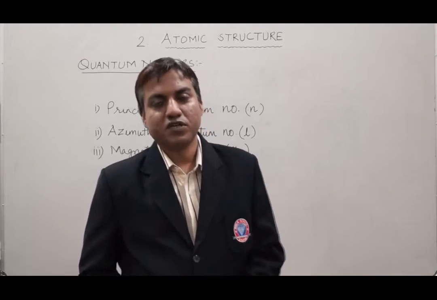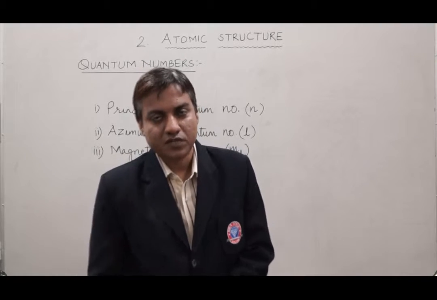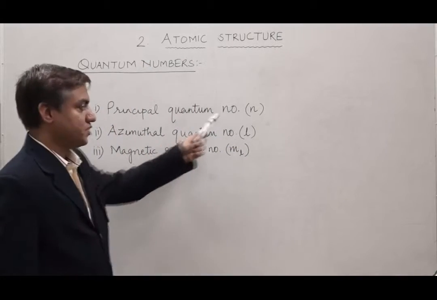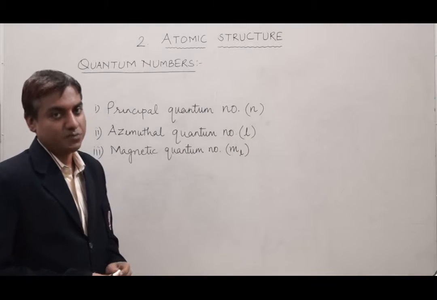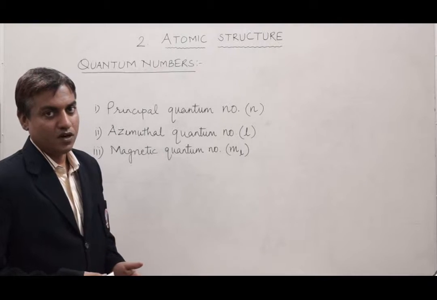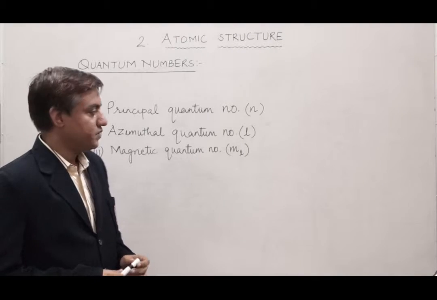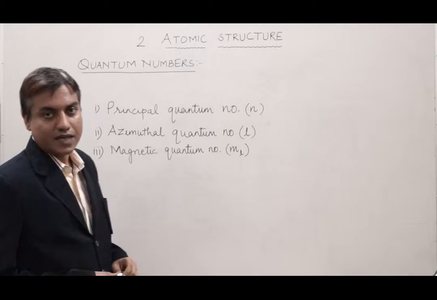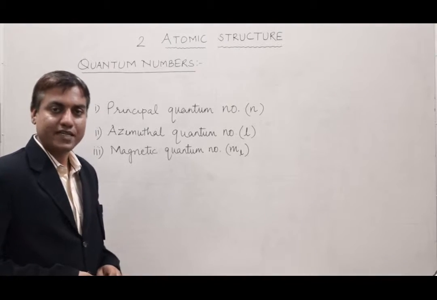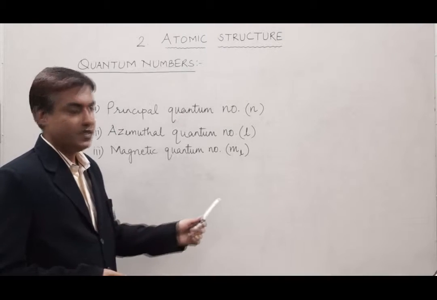The first and very important quantum number was the principal quantum number, which is denoted by a small letter n. The second quantum number was the azimuthal or subsidiary or angular quantum number, which we denote by small letter l. And the last very important quantum number was the magnetic quantum number, that we denote by ml.